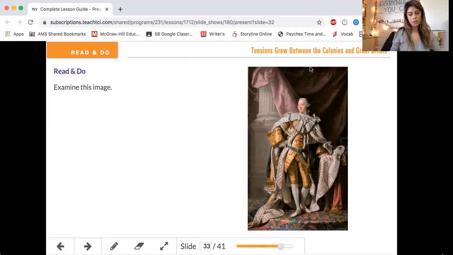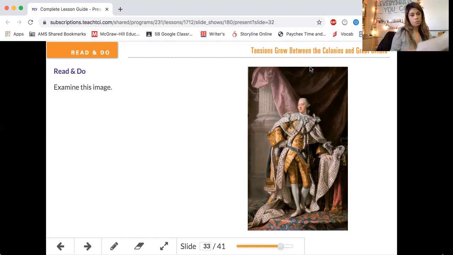Today, you will be learning about King George III and how his point of view differed from that of the colonists.